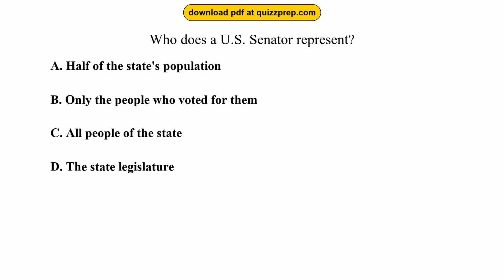Question 28. Who does a U.S. Senator represent? Option A. Half of the state's population. Option B. Only the people who voted for them. Option C. All people of the state. Option D. The state legislature. The correct answer is option C. All people of the state. A U.S. Senator is elected to represent all the citizens living in their entire state.